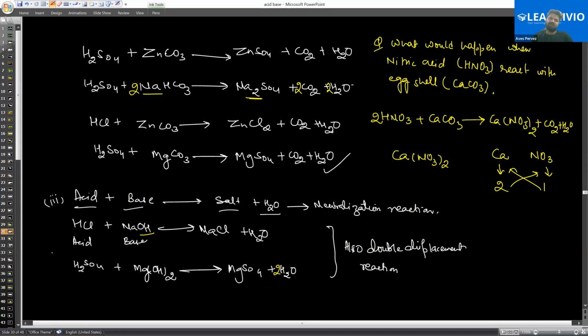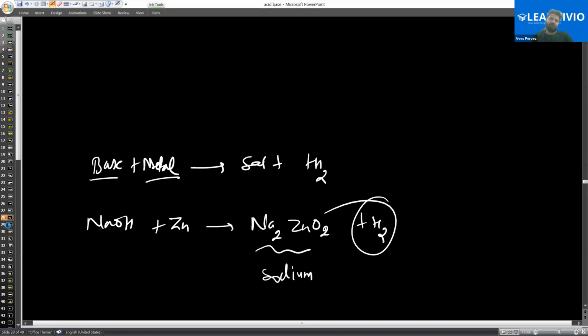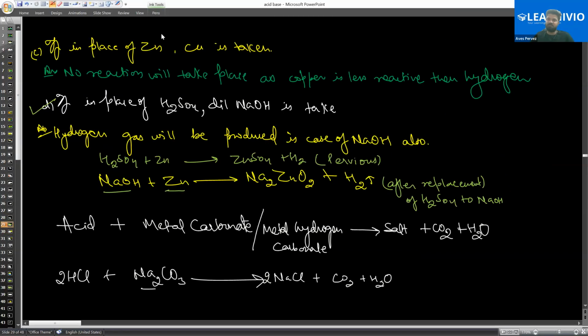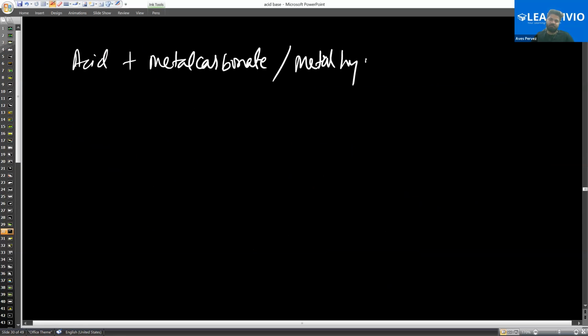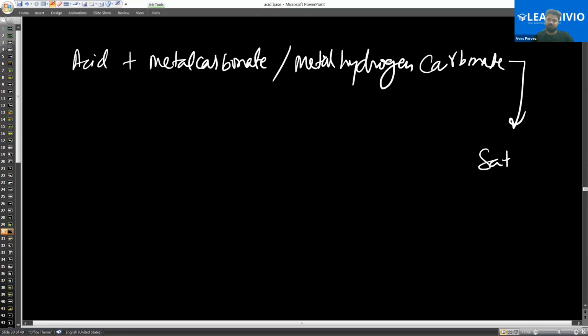The next property of acids is that acids react with metal carbonate, any metal carbonate. This is very important, this concentrate reaction. Next property of acid is the acids' reaction with metal carbonate. So acids, when they react with metal carbonate or metal hydrogen carbonate, they all give salt plus carbon dioxide plus water.